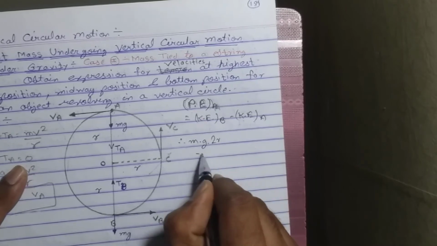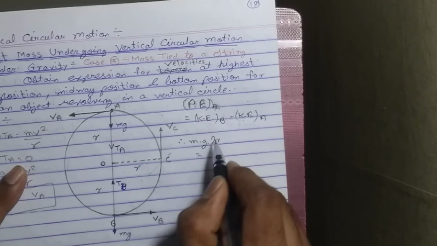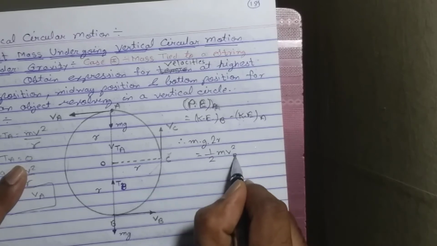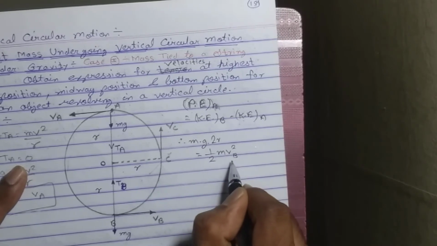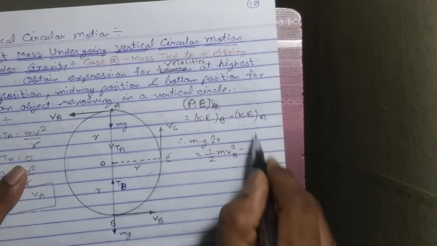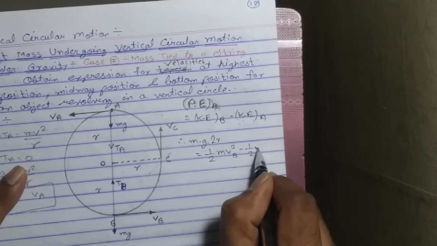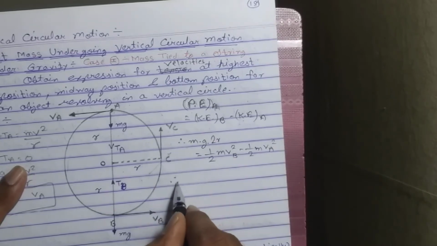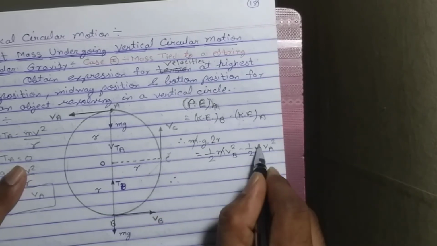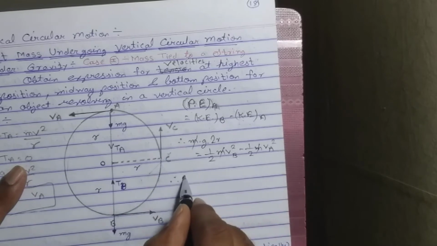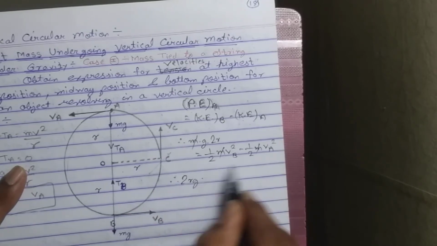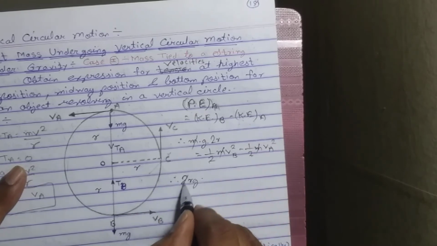Equals to what is kinetic energy at point B? As I told you, it is half mv square, but the velocity at point B will be vb, minus what is kinetic energy at point A? Half mva square. So students, now I'm going to simplify the equation. You observe that m gets cancelled. So here 2rg equals to, and this common 2 will go there, becomes 4rg.